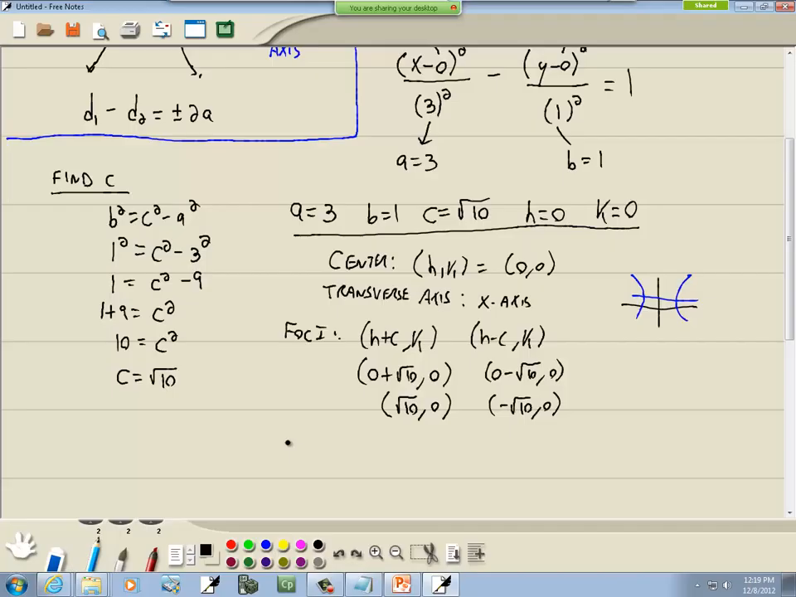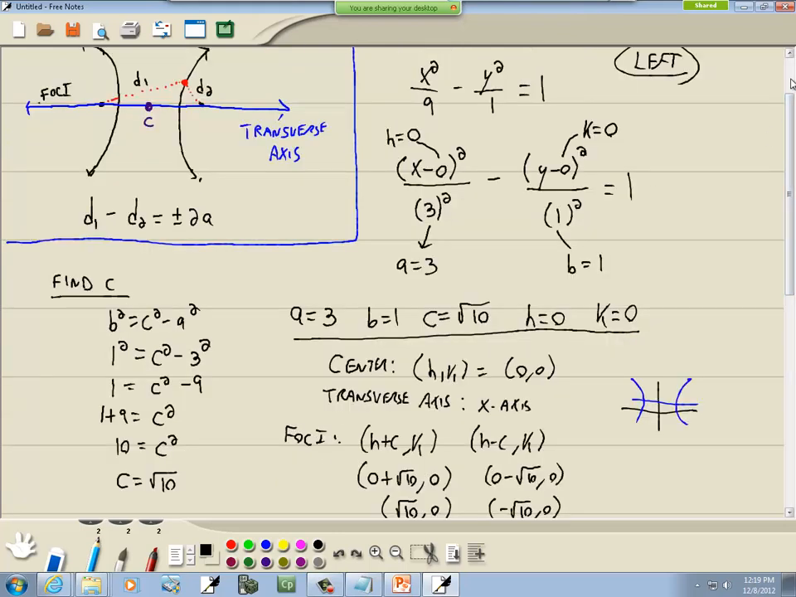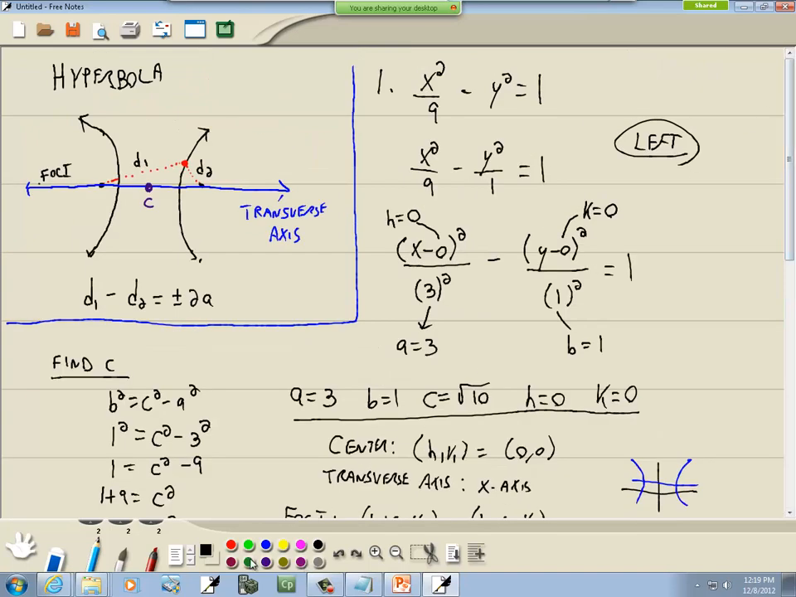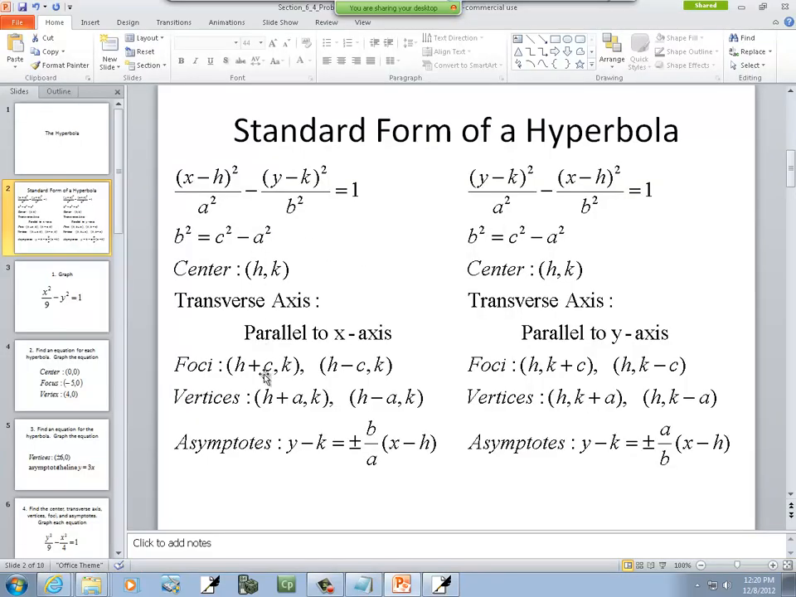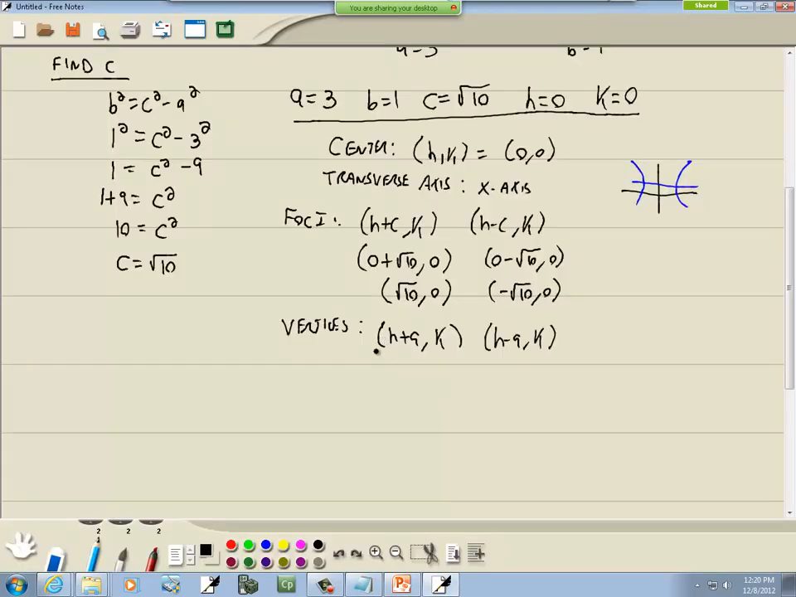Now, next thing is our vertices. What in the world's a vertex? This right here and this right here are our vertices. Okay. Well, our vertices are h plus a, k, and h minus a, k. Again, we're dealing with the formula on the left side here. H plus a, k, h minus a, k. 0 plus 3, 0. 0 minus 3, 0. So I get 3, 0, and I get negative 3, 0.